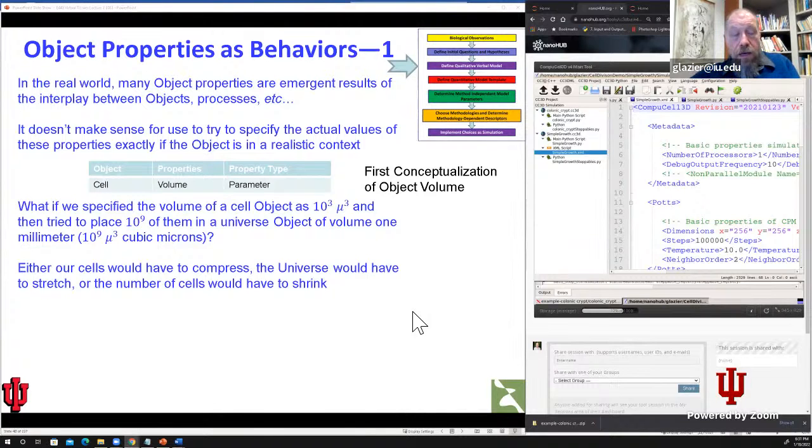And so we're not allowed to specify in the model what the volume of a cell is. We can specify what the target volume is, what the equilibrium volume of the cell is. But the actual current volume of a cell is going to depend on the environment that it finds itself in. And this is something, again, that may take some getting used to. Once you've worked with it, it'll feel, I hope, pretty natural.